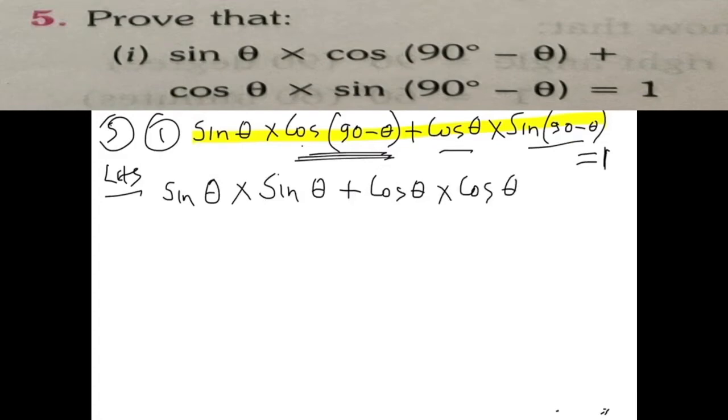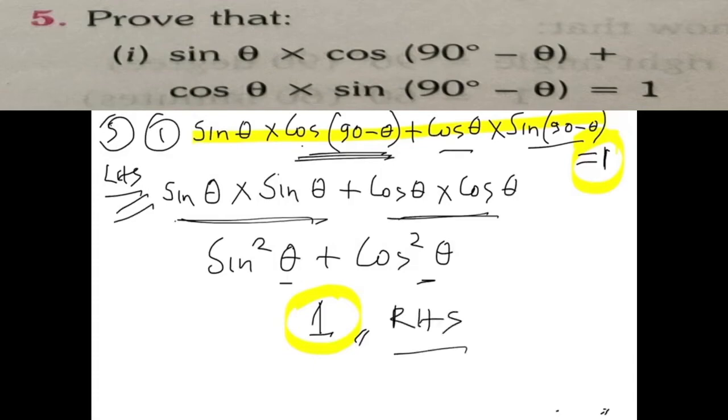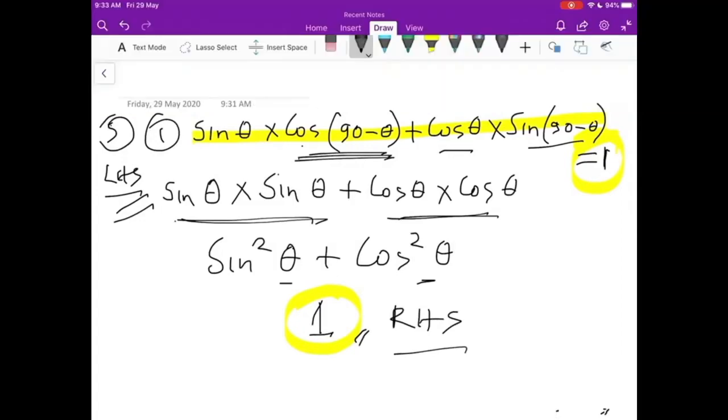So then we have sin theta into sin theta plus cos theta into cos theta. This I can write as sin square theta plus cos square theta, and according to the formula that I wrote just now, its value is 1. As you can see on the right hand side also you have 1, and that very 1 is what you got on the left hand side. So since we started with the left hand side and got what is there on the right hand side, we can say that this is proved. This is question number 5 1.